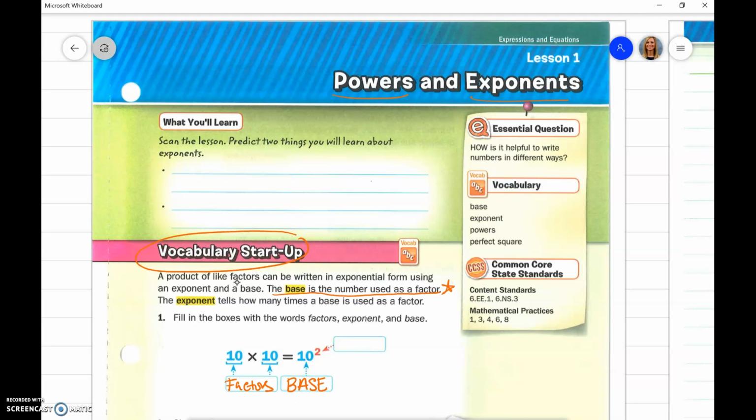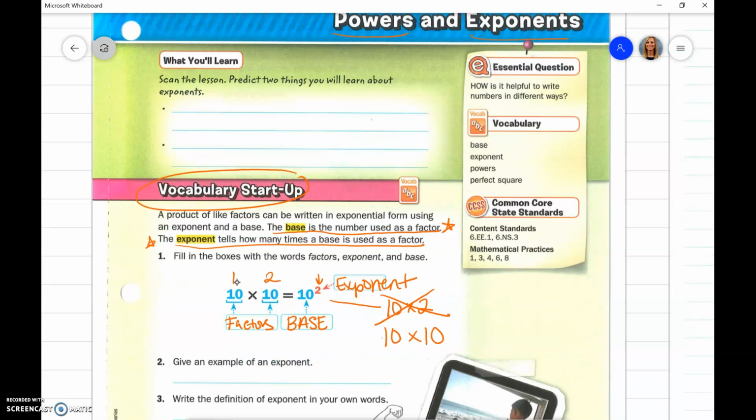The exponent tells how many times the base is used as a factor. So take a look here. How many times are we multiplying 10 by? 1, 2. Therefore, that is your exponent, and that tells us that we are multiplying 10 2 times. We're not taking 10 times 2. No, we are taking 10 times 10. We're taking our base and multiplying it twice.